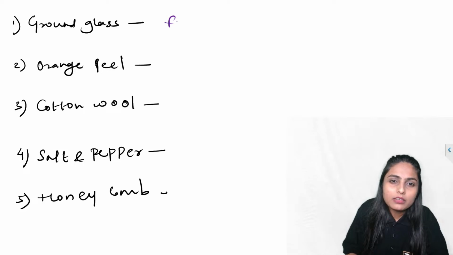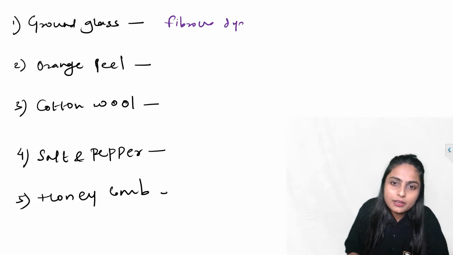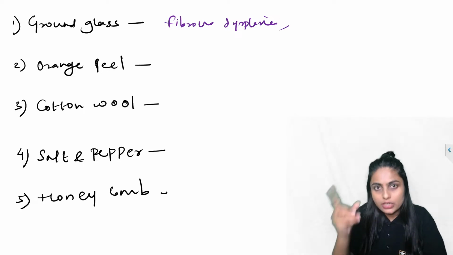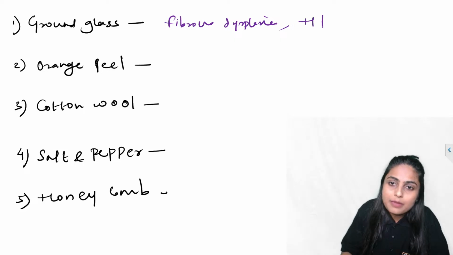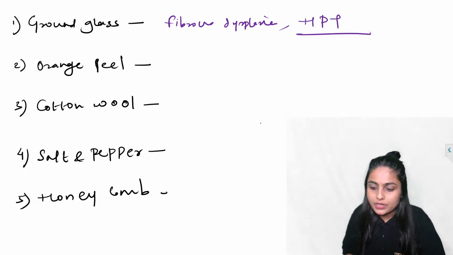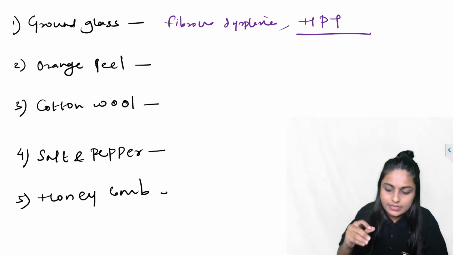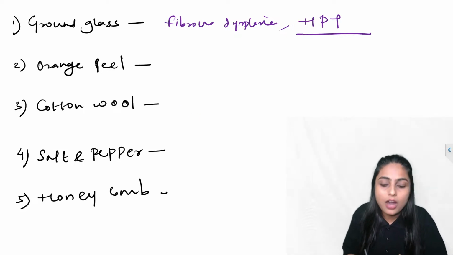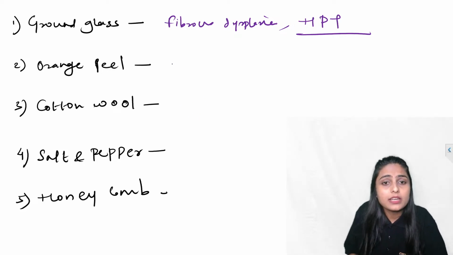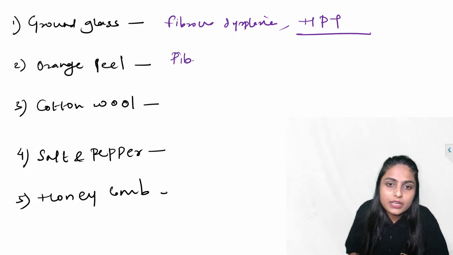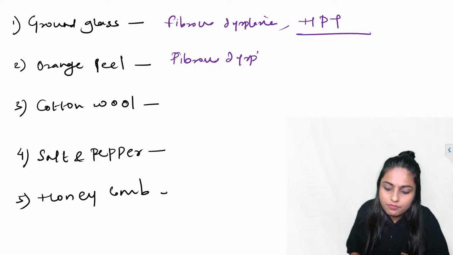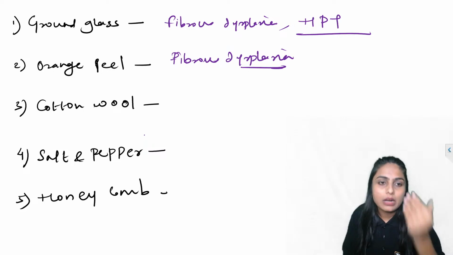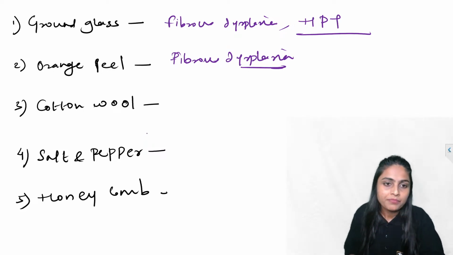Yes, very common: fibrous dysplasia. Correct. The second condition in which you see ground glass appearance is hyperparathyroidism. Ground glass in fibrous dysplasia and hyperparathyroidism. Next we have the orange peel appearance. Orange peel appearance is again seen in fibrous dysplasia. Orange peel appearance and ground glass appearance are common in fibrous dysplasia, right?